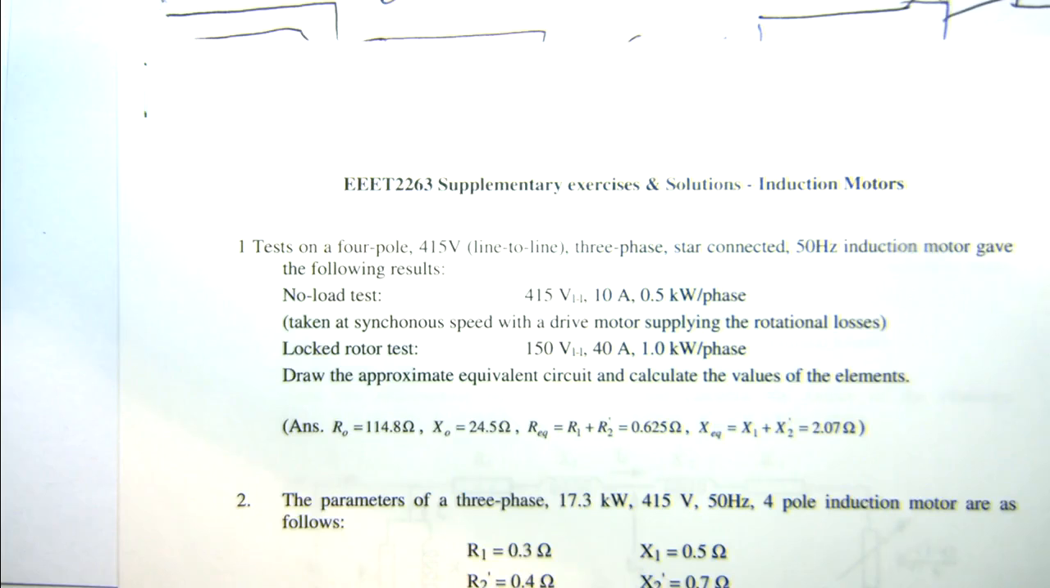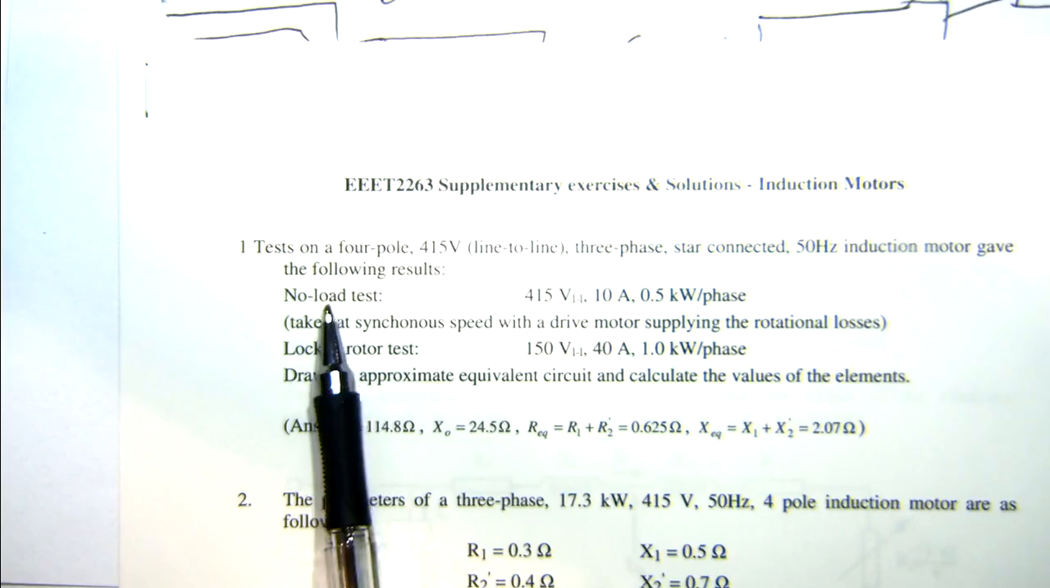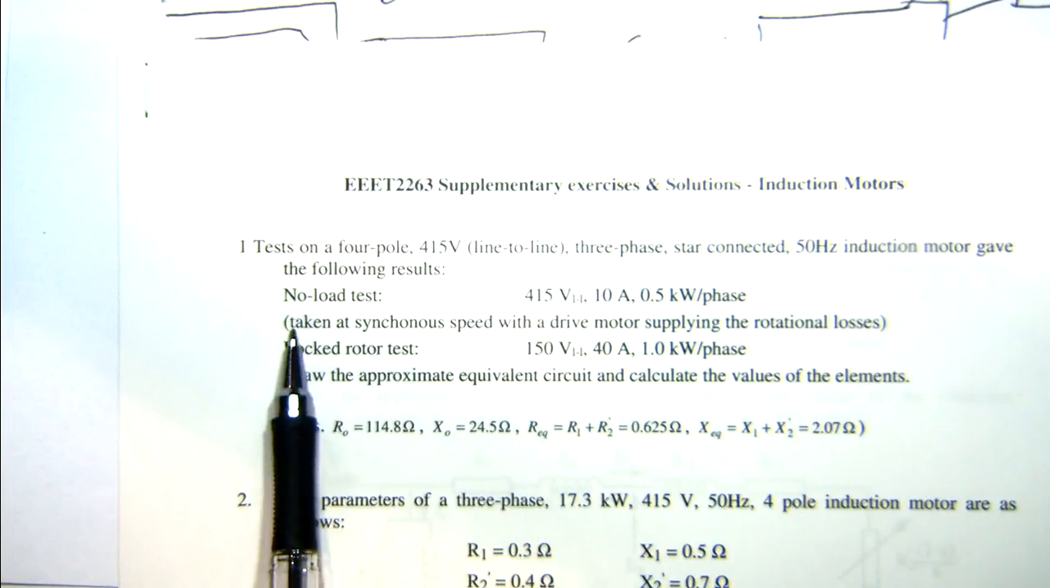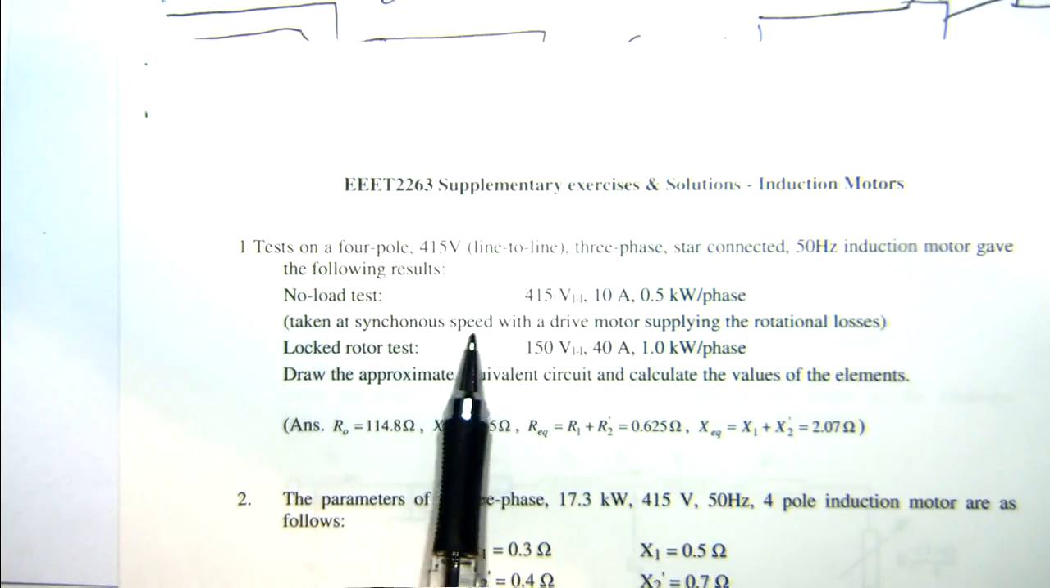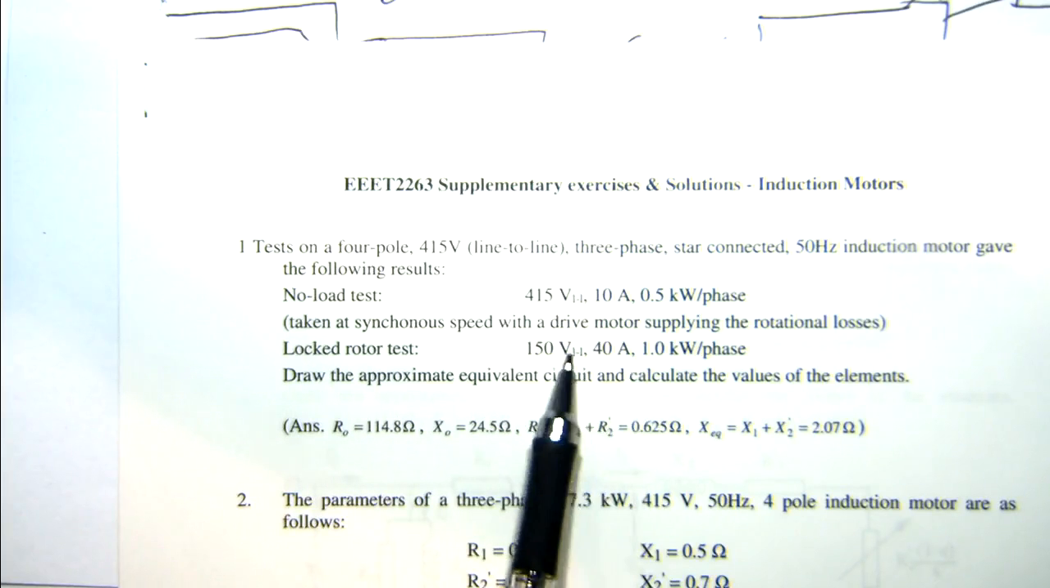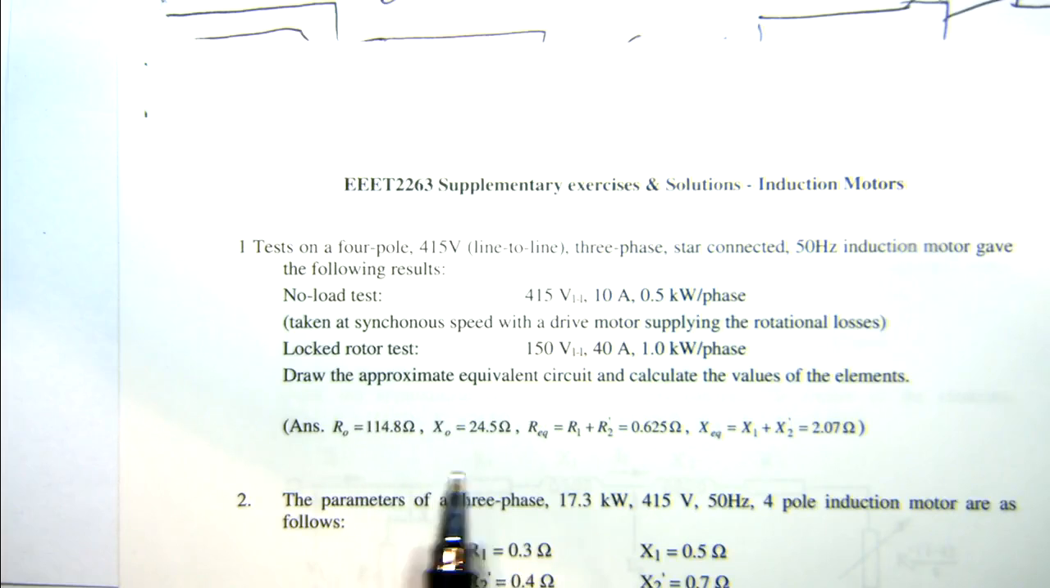The first question: you have a test on a 4-pole, 415 volt line-to-line, 3-phase, star-connected, 50 Hz induction motor that gave the following results. You have a no-load test. You are given the power consumption, the current, the voltage. This is taken at synchronous speed with the drive motor supplying the rotational losses. So effectively that means this is the zero slip test. Lock rotor test, you have this information. The objective is to figure out the equivalent circuit parameters. I'll give you a couple of minutes to try it out.